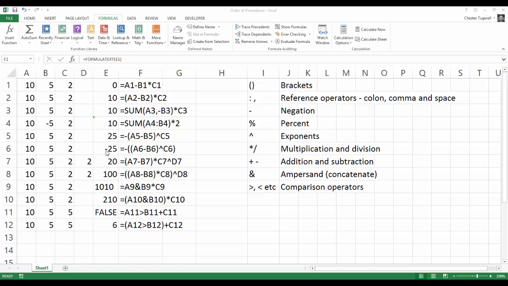Now, if you did want a minus 25 as your answer, what you'd have to do is do the exponents part first. So in other words, put it in brackets, and then return a negation of that calculation.